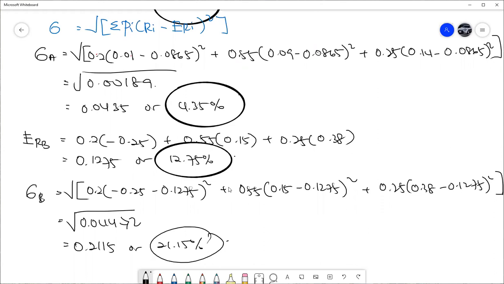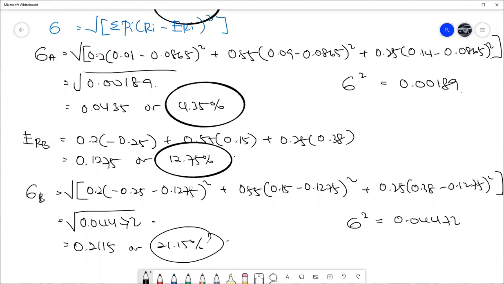If you look at your lecture slide, I straight away do standard deviation because the question asks us for standard deviation. If the question asks you for variance, then you don't need to do the square root. If they ask you for the variance of A, it is sigma square, which means the answer here is 0.00189. No need to square root it. If they ask you the variance of B, sigma square equals 0.04472. The answer stops here. No need to square root it.